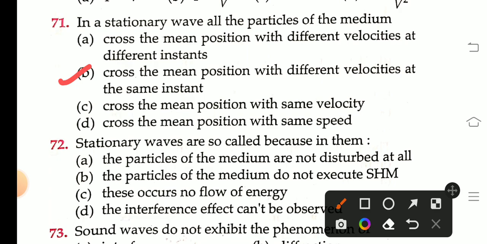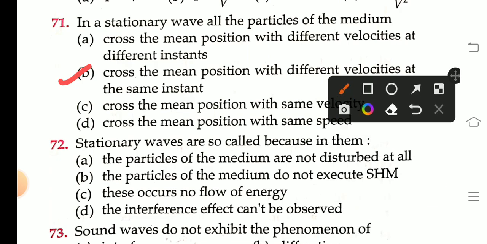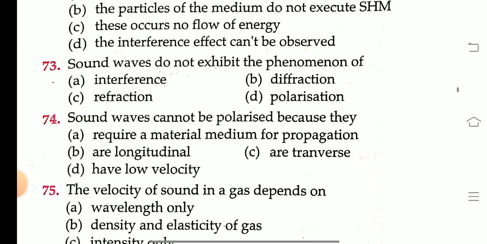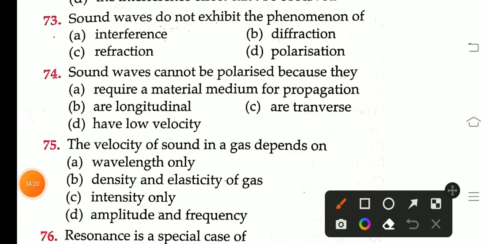Next, stationary waves are so called because in them right answer option C, there occurs no flow of energy. Next, sound waves do not exhibit the phenomenon of, right answer option D, polarization.